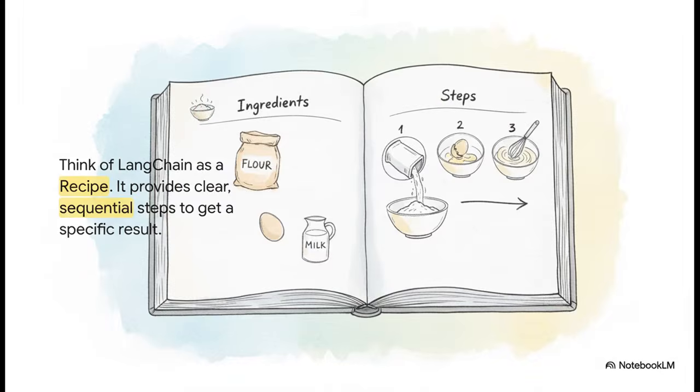A great way to picture this is to think of it like following a recipe. A recipe has a fixed set of steps you follow in a very specific order, right? First you add flour, then you add eggs, then you mix. You don't circle back and add more flour after you've mixed everything, or decide to skip a step based on how the dough looks. It's a straight, linear process.